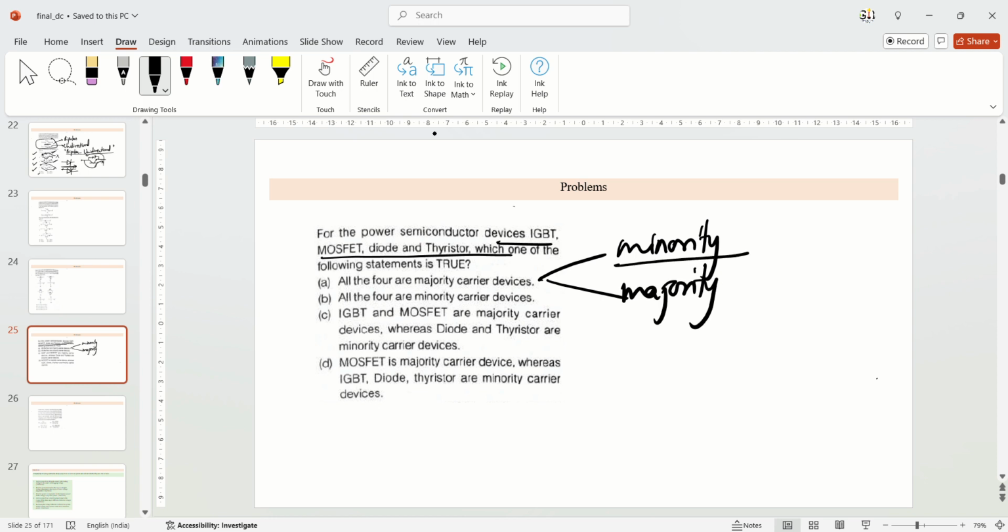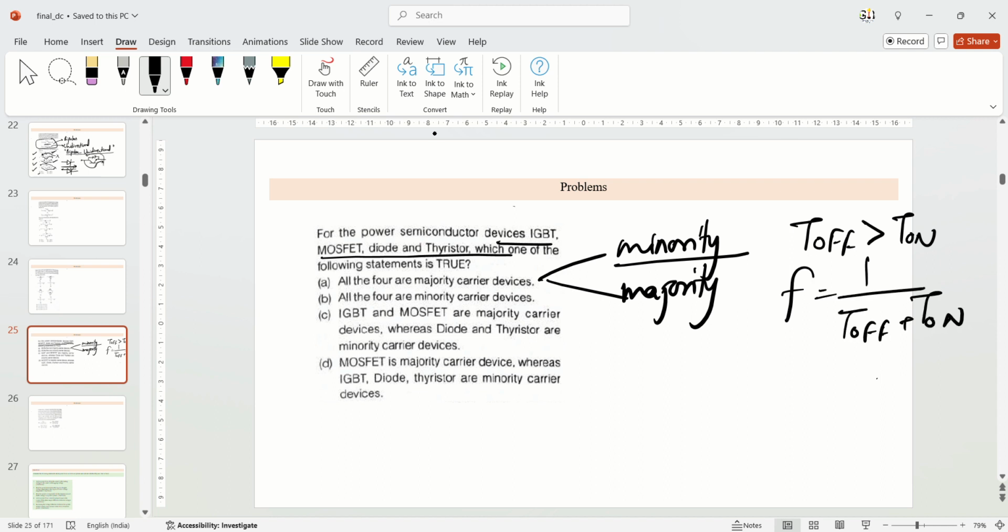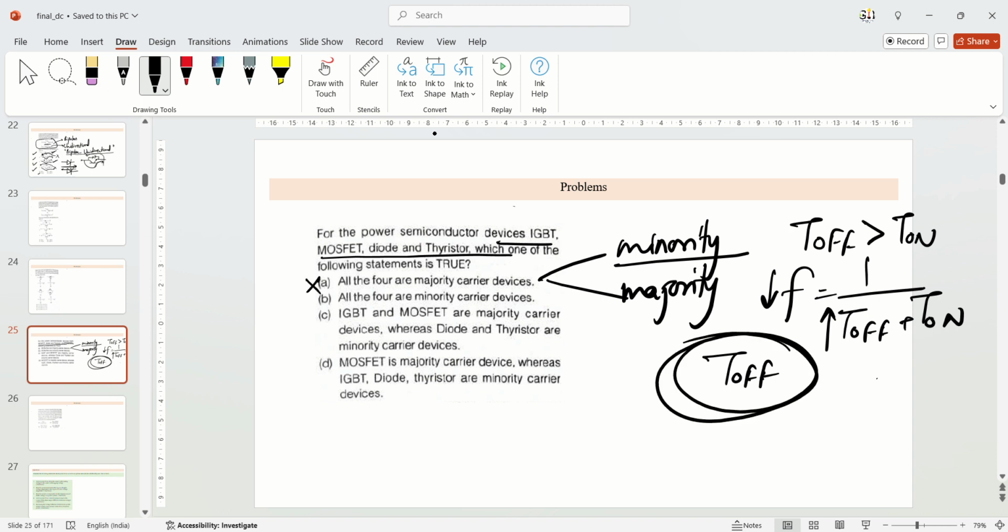Minority carrier devices have minority carriers during the switching off period, so this creates a longer off time as compared to the on time. So T off becomes higher than T on. The frequency is 1 upon T off plus T on, so if T off is higher, the frequency will be lower. But the higher frequency devices, like the MOSFETs and IGBT, are majority carrier devices. They have lower off times. So this is false.